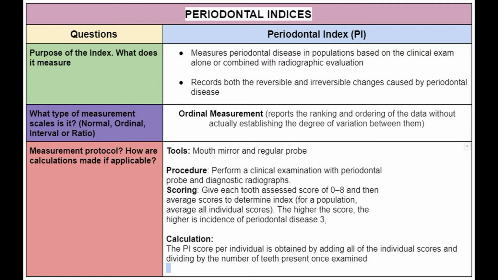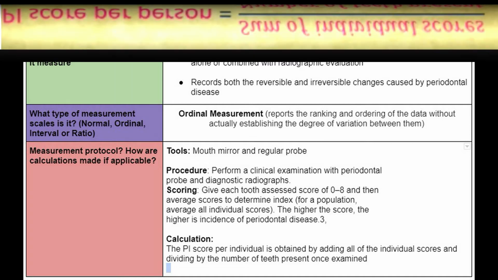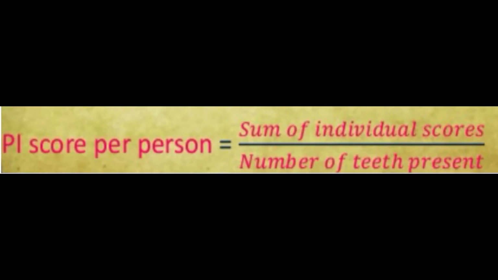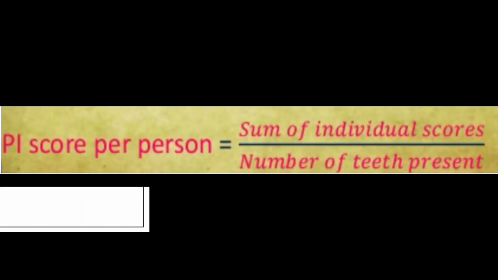As for its calculation, the PI score per individual is obtained by adding all of the individual scores and dividing by the number of teeth present once examined.